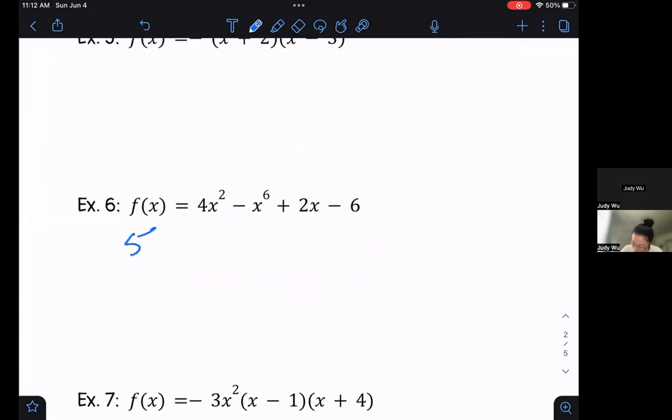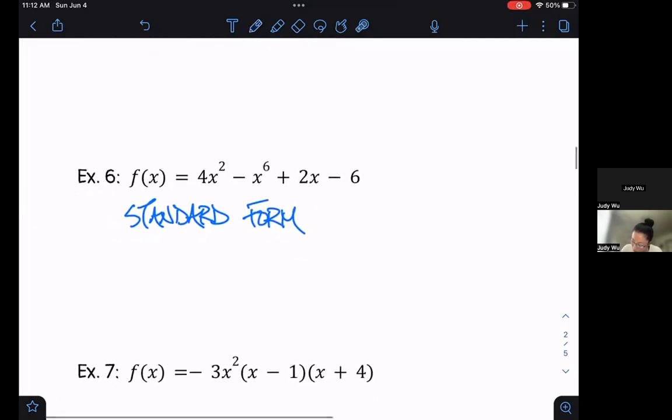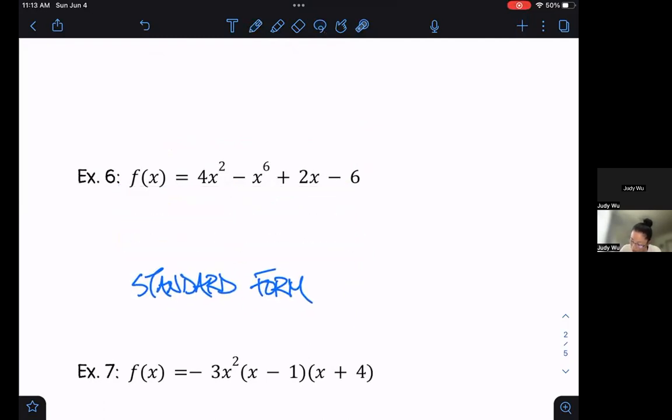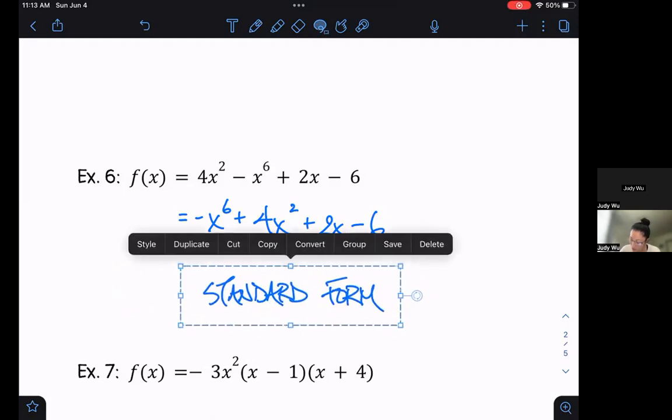We know that this is in standard form, all right? And we're going to scan all the way through and see what is the highest degree or the highest power. And I actually see that it's not the 2, but it's actually the 6. So what I'm going to do real quick is rewrite this in order from highest degree to lowest degree. So negative x to the 6th plus 4x squared plus 2x minus 6. Now we have something that is in standard form, okay?